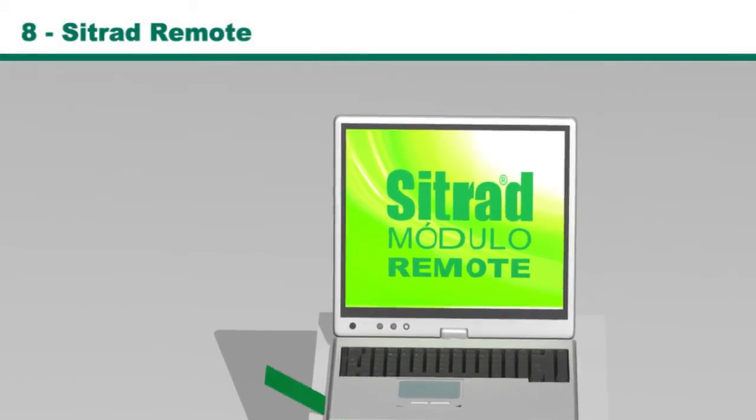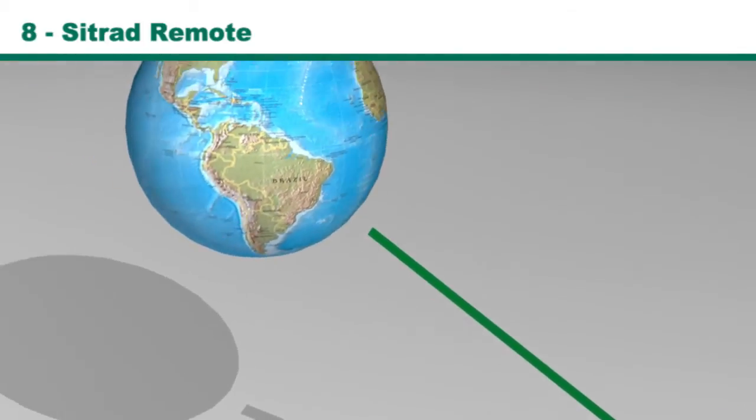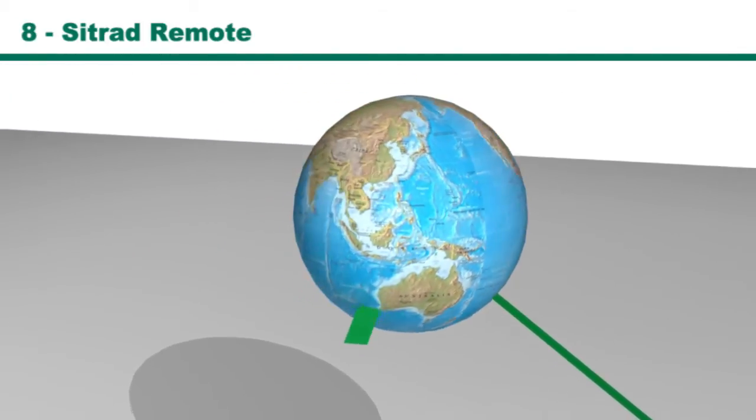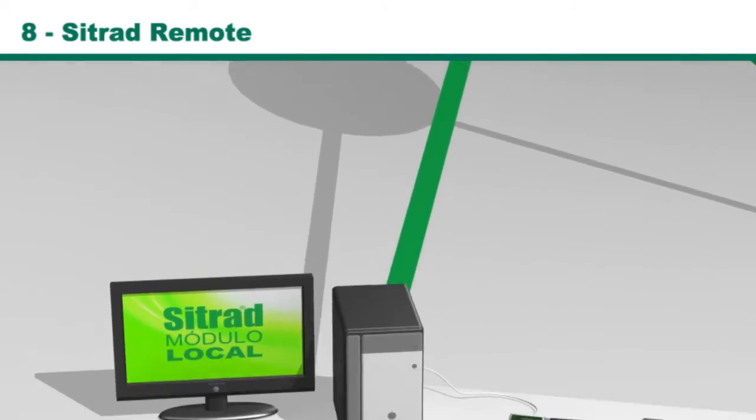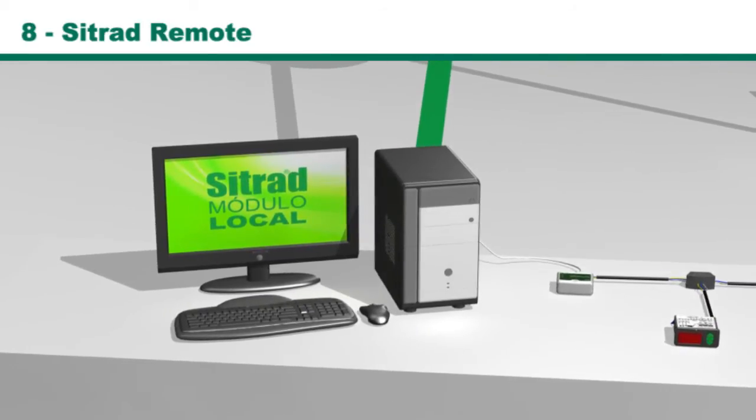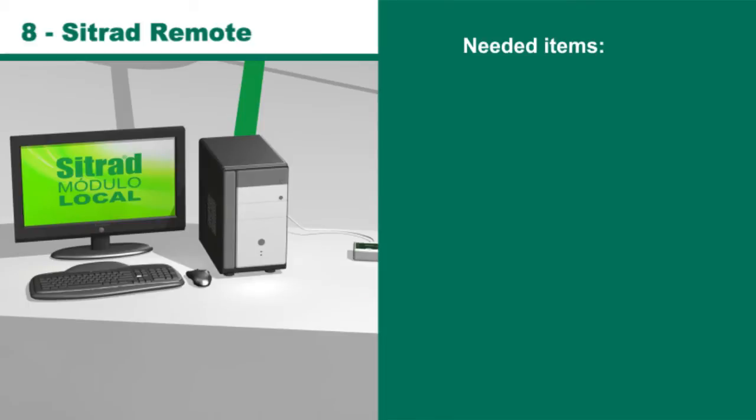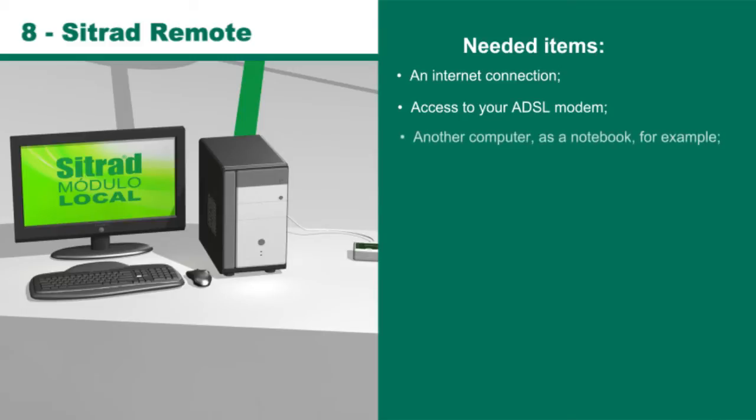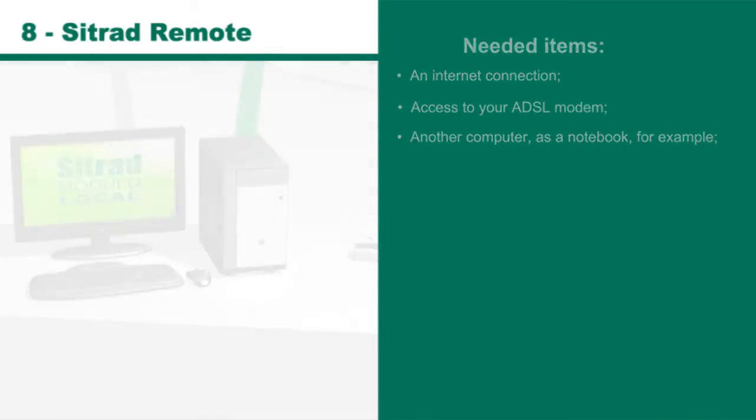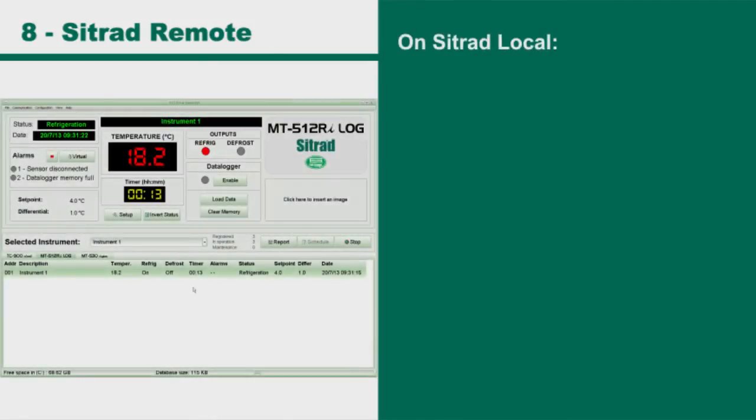8. Sitrad Remote. This remote is installed on the computers that will access the local module via Internet, so it can remotely manage the Sitrad local information, and can be installed at home, on your PC, or on any other computer you want to have remote access to your installation. For this installation, we need an Internet connection, access to your ADSL modem, and another computer, such as a notebook, for example. Remote Access Manager. The Remote Access Manager is responsible for connecting the Sitrad local to the Internet and other modules.